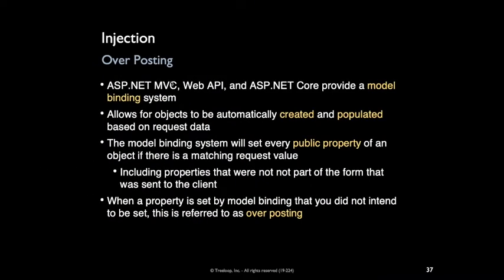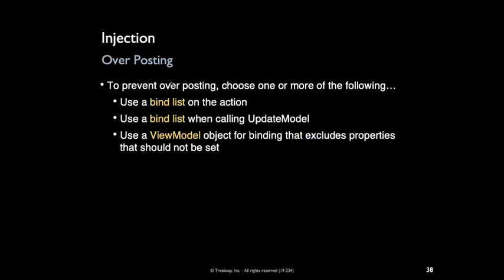So in this specific example, how would I prevent a problem from happening? Well, first of all, back over on the slide, it says overposting. The model binding system will set every public property of an object if there is a matching request value, including properties that were not part of the form that were sent to the client. When a property is set by the model binding system that you do not intend to be set, this is referred to as overposting. Okay, so how can we fix it?